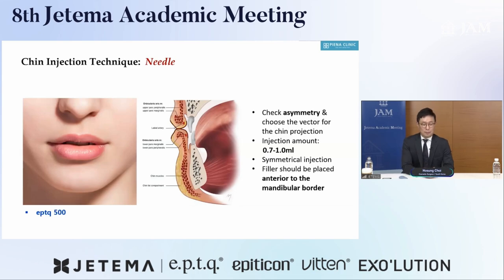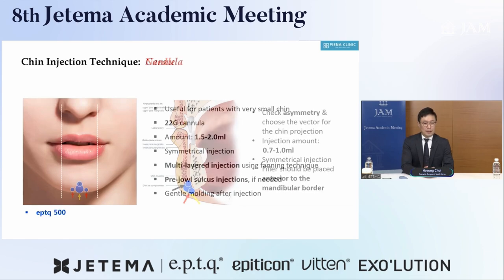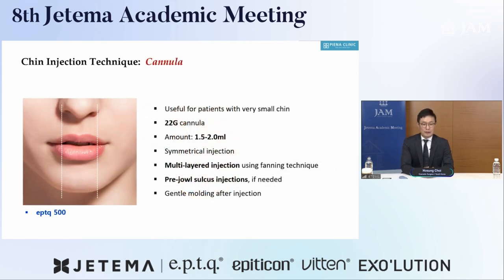And I use Epitic 500 because it has the highest G prime. However, if the patient's chin is too retracted or too small, then a blunt cannula may be more useful because in most of these cases, it's necessary to inject quite a large amount of filler, 1.5 or 2, sometimes more than 2 ml, into multiple layers with fanning or cross-hatching techniques.